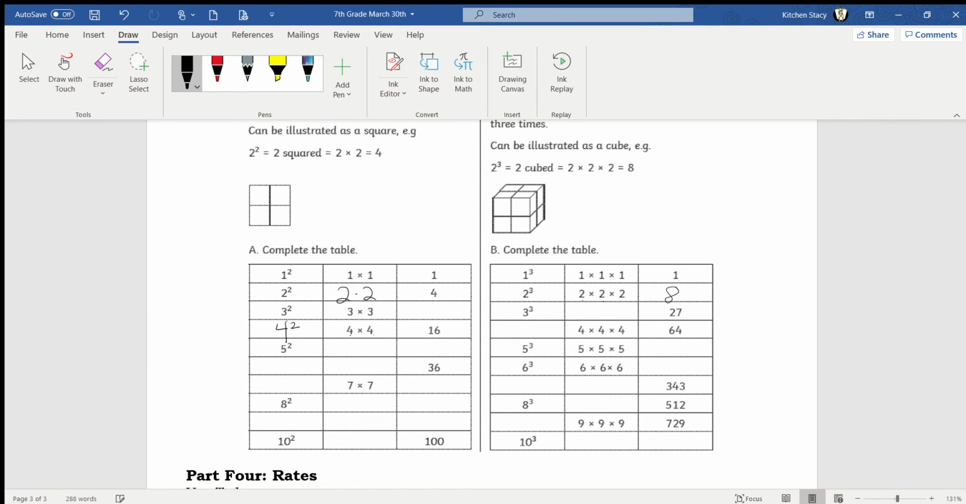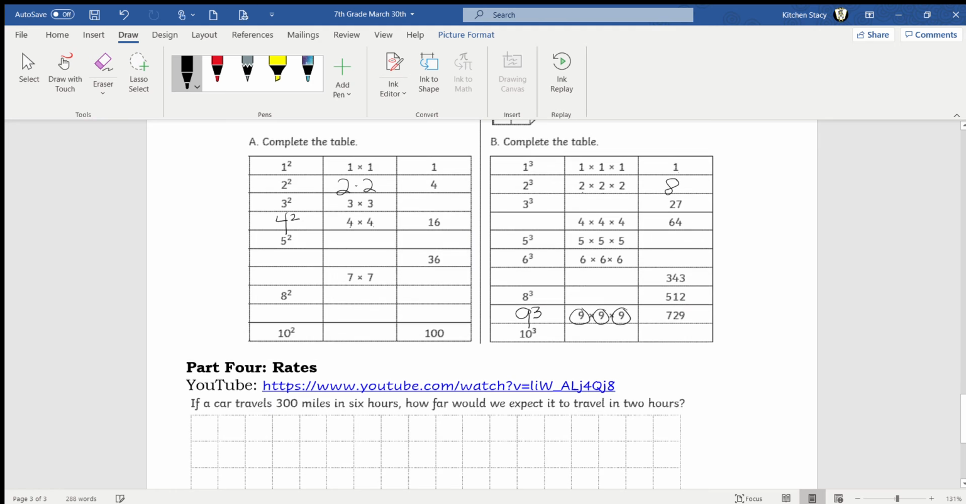So for these ones, we're kind of working backwards. So like for this one, I have 9 times 9 times 9. So 9 is my base, 3 is my power, 9 to the third power. And then for bigger ones, it looks like they've already solved, so you just got to write it in. It helps you out.